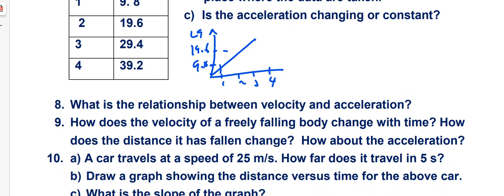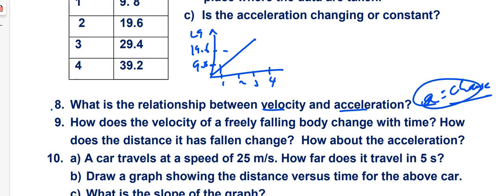What is the relation between velocity and acceleration? When velocity increases, there is acceleration. Therefore, acceleration is the rate of change of what? The rate of change of velocity. So they have a direct relationship.